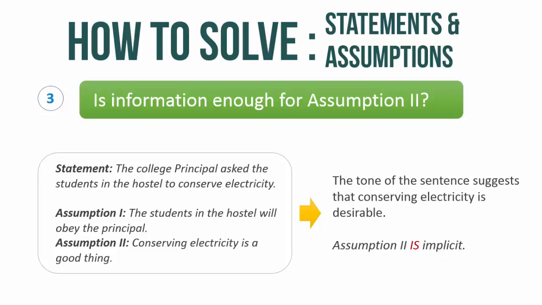When you are solving this kind of question, you must look at assumption 1 and assumption 2 independent of each other. When you are trying to solve assumption 2, never consider whatever was said in assumption 1. Treat them independently: read the statement, see whether assumption 1 holds, and see whether assumption 2 holds independently of assumption 1.